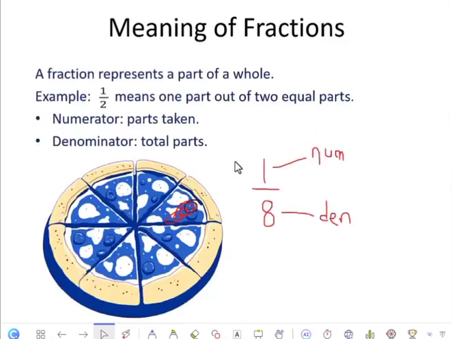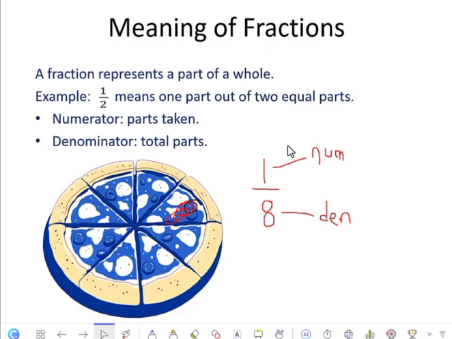So let's move on. Now, how do we explain this? Let's go on with the work. You can see a fraction represents a part of a whole. A good example we have here is 1 over 2. So 1 over 2 simply means one part out of two equal parts.